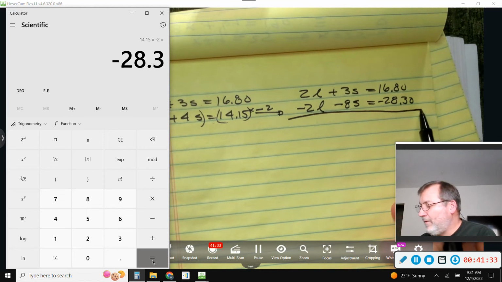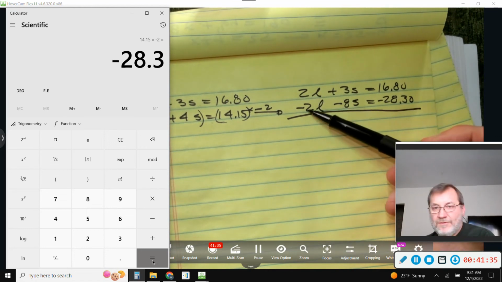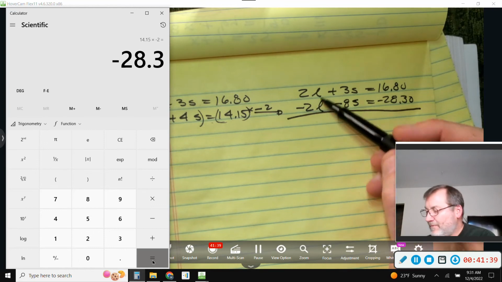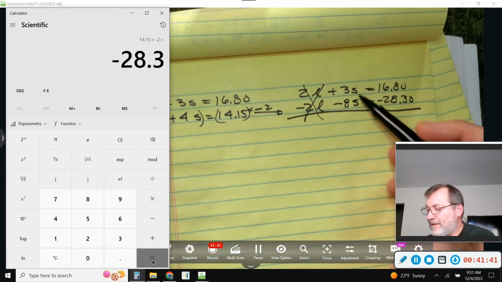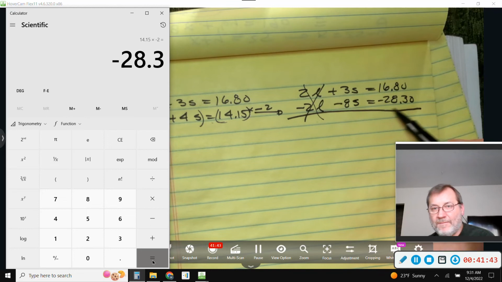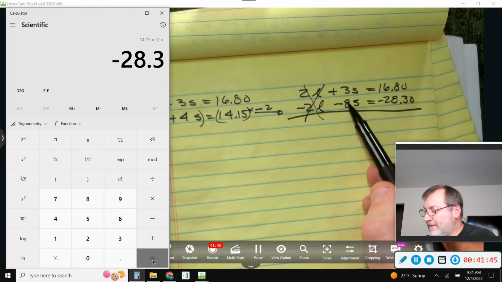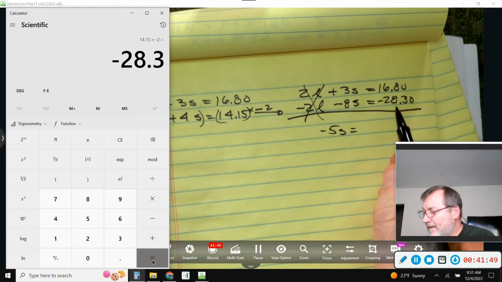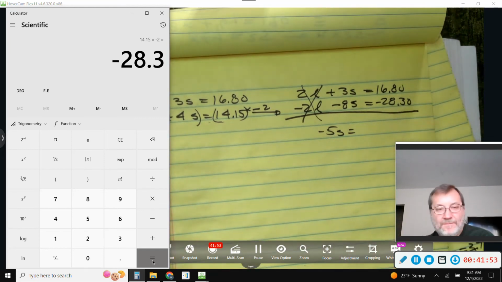Now, we add. What's negative 2 minus 2, or excuse me, what's 2 minus 2? Well, that's 0. It just goes away. So all I got is this stuff right here. What's 3 minus 8? Well, that's a negative 5S. And what's 16.8 minus 28.3? Let's do a little math here.